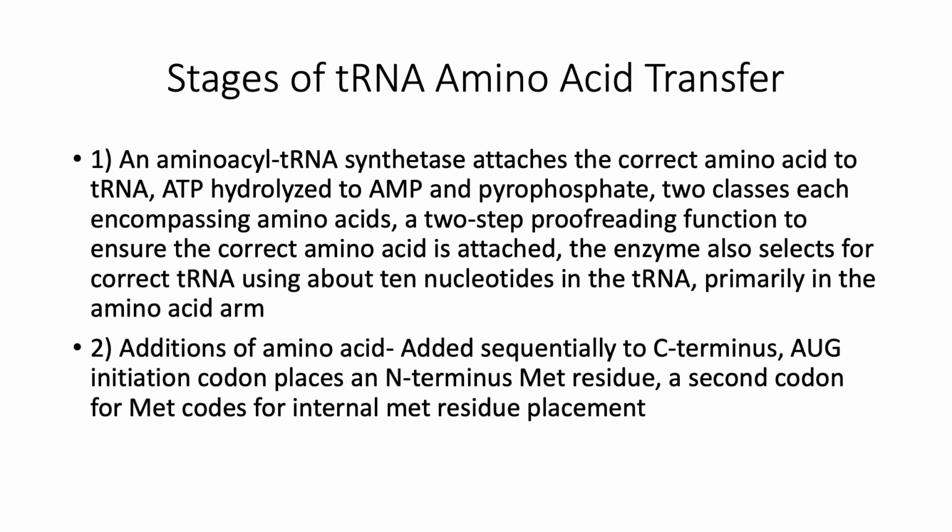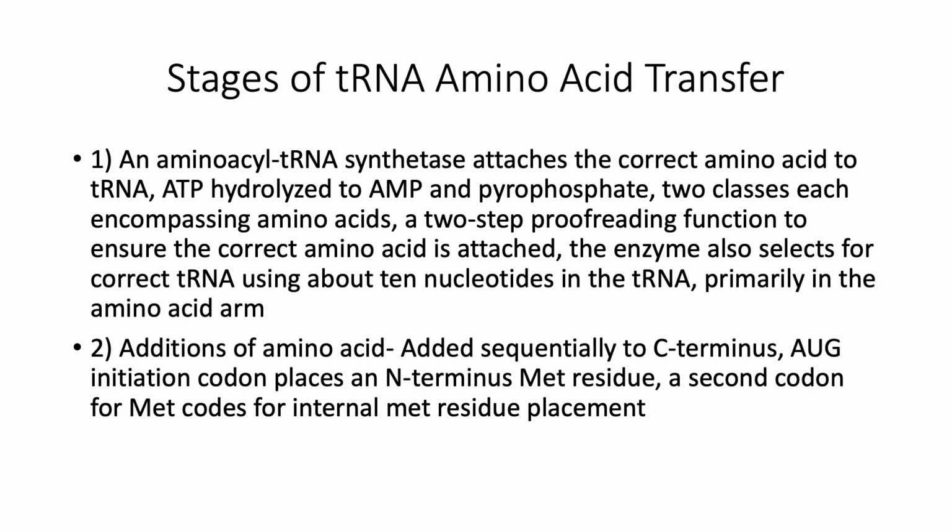The stages of a transfer RNA amino acid transfer: the aminoacyl tRNA synthetase attaches the correct amino acid to tRNA. The ATP is hydrolyzed to AMP and pyrophosphate. There are two classes encompassing amino acids. There's a two-step proofreading function to ensure that the correct amino acid is attached. The enzyme also selects for the correct tRNA using about 10 nucleotides in the tRNA, predominantly in the amino acid arm. The amino acid is added sequentially to the C-terminus.